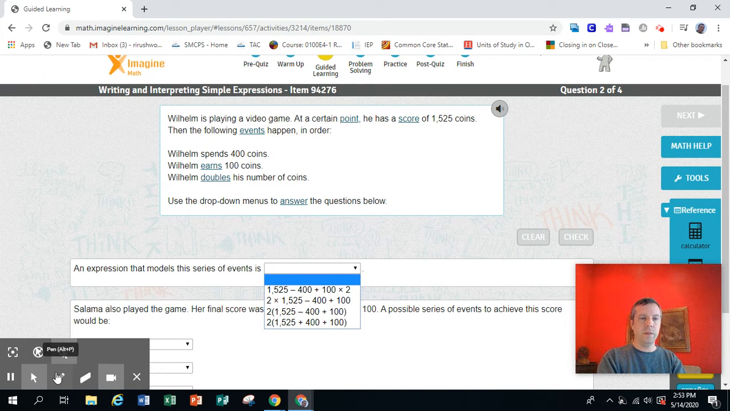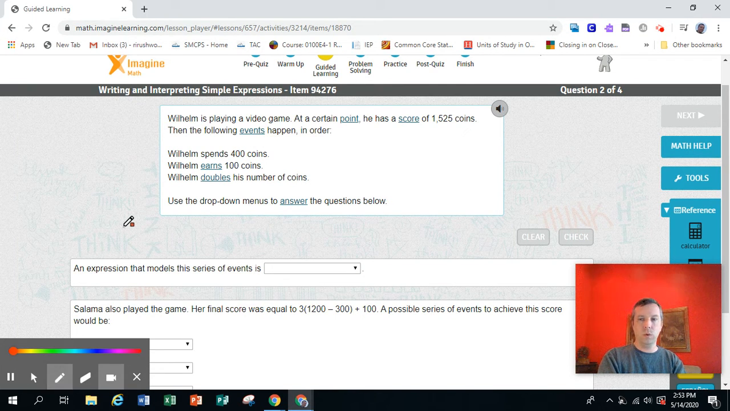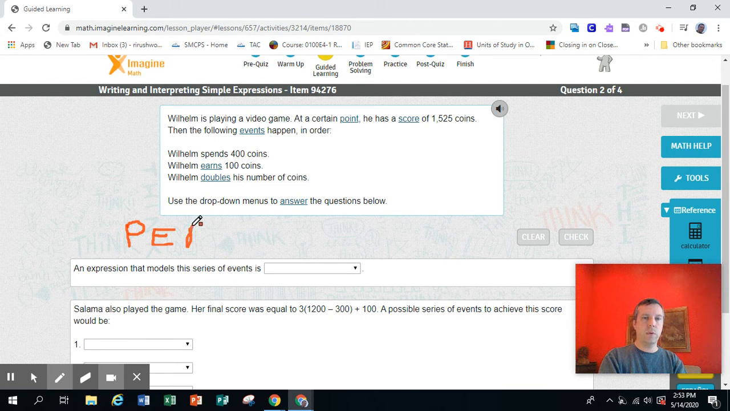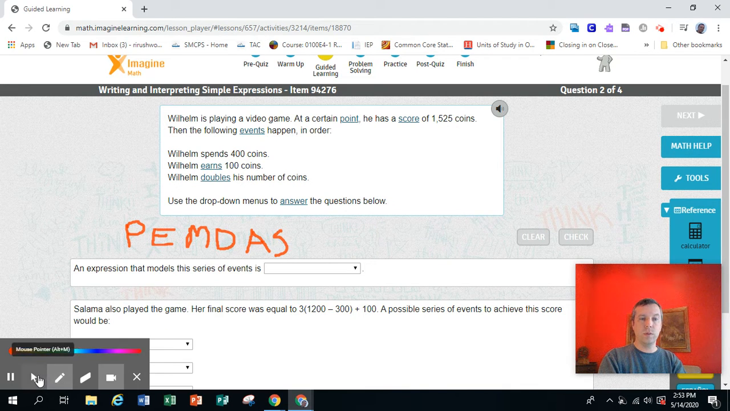This problem is testing your knowledge of the order of operations, which can be remembered with PEMDAS: parentheses first, then exponents, then multiplication and division from left to right, then adding and subtracting from left to right. So let's take a look at our choices.